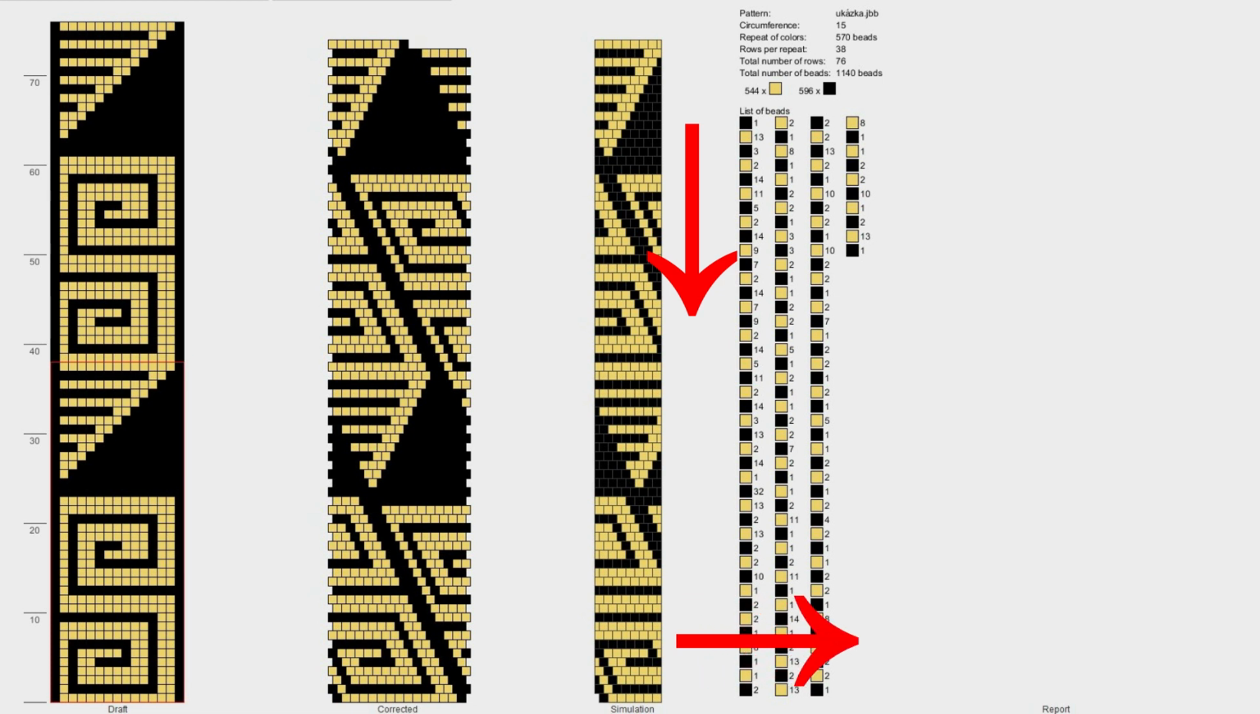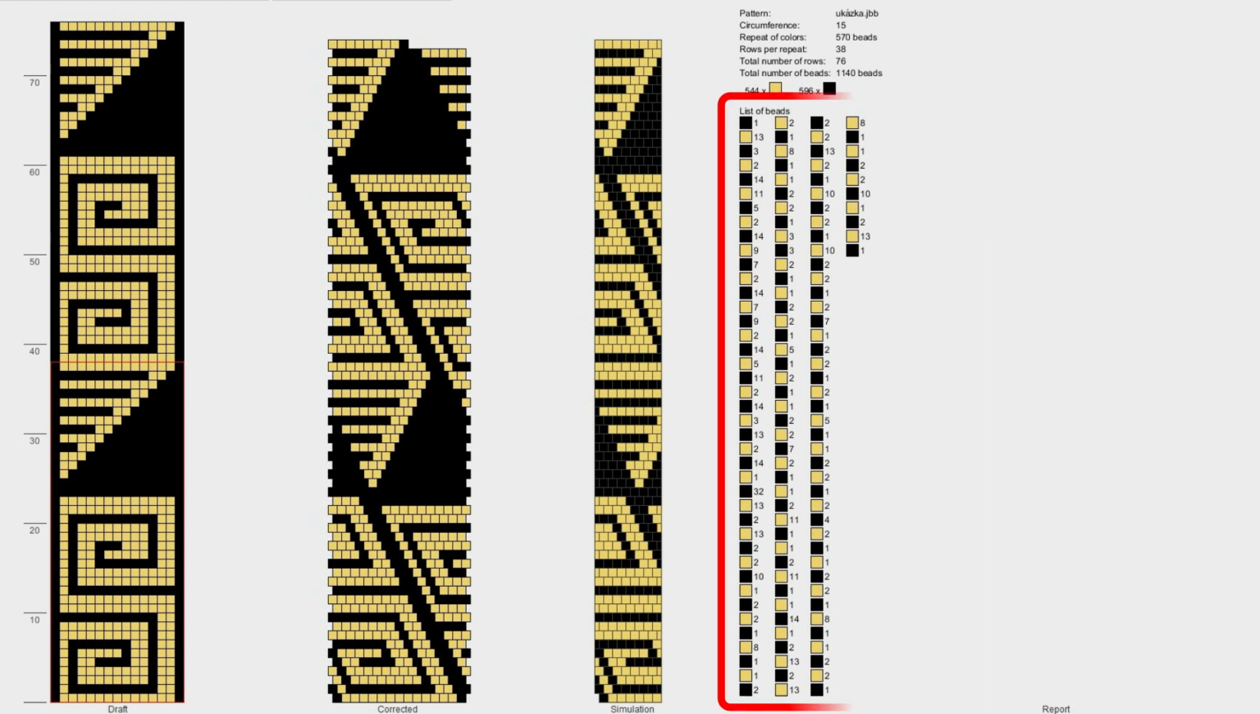That means that according to this list we string 1 black bead, 13 gold beads, 3 black beads, 2 gold beads, etc. This way we get to the end of the column where there are 2 black beads, and then we continue with the second column, also from top to bottom. So we string 2 gold beads, 1 black bead, 8 gold beads, and so on. We continue this way to the end of the last column, where there is 1 black bead.